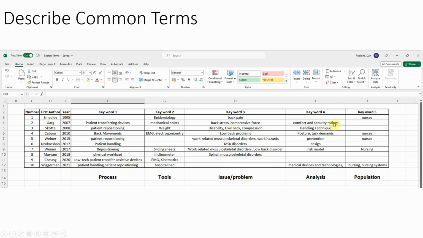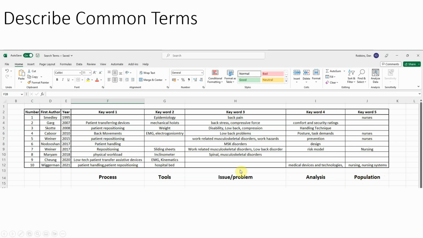The next grouping, where I have comfort and security ratings, technique, demands, prevention, risk, these all seem to me about some form of analysis. And then my final column, where I have nurses, nursing, or nursing systems, these seem to be focusing on a population.